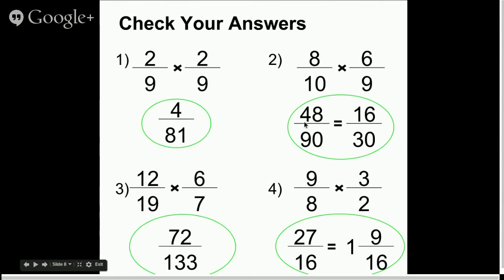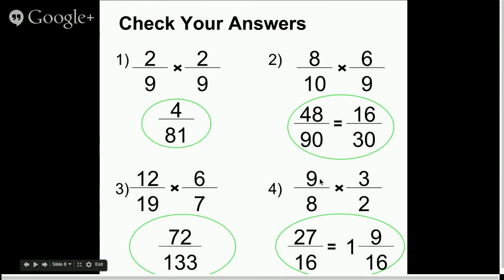Number 2, 48/90 is probably what you got. This can be simplified. You can make it simpler. 16/30 would be correct. Okay. Multiply 12 and 6, that's 72. 19 times 7 is 133. This is as simple as it gets. So you cannot simplify this.